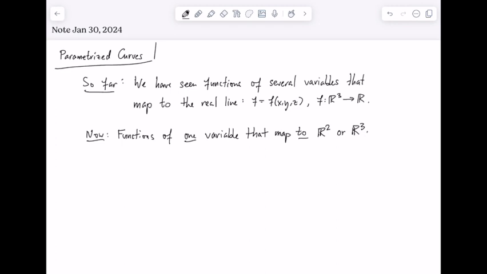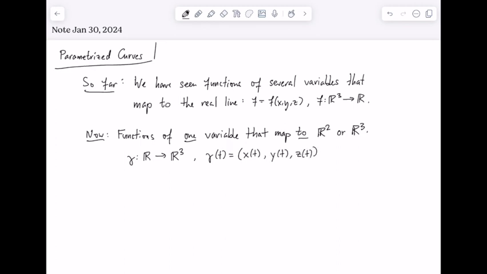So why do we care about functions of one variable that map into 2 or 3 dimensions? Well, the archetypal example is these model the path of a moving particle. So, for example, the movement of a particle could be given to you by a function gamma from R for now, or a subset of R, into R3. And at every single time t, gamma is given to you by coordinates x, y, and z, all depending on t.